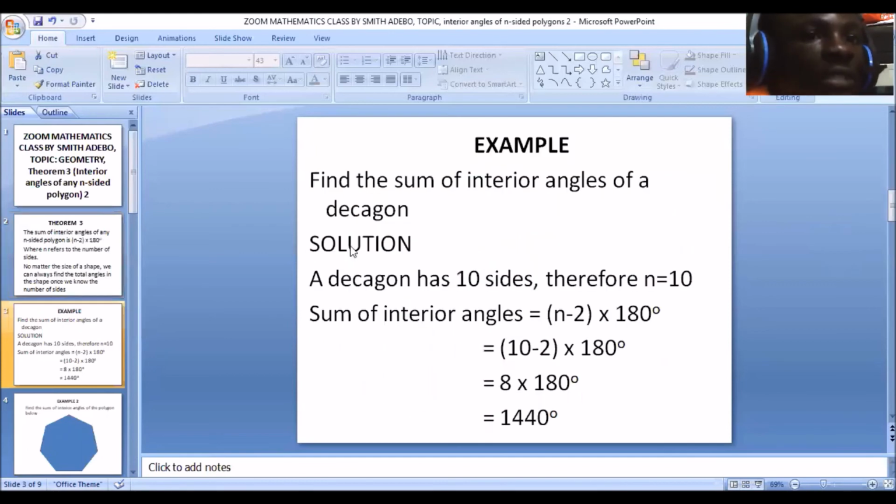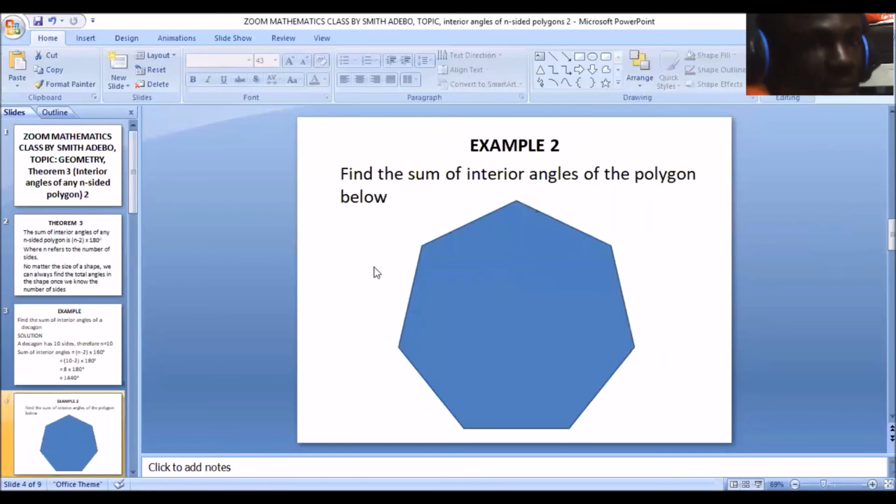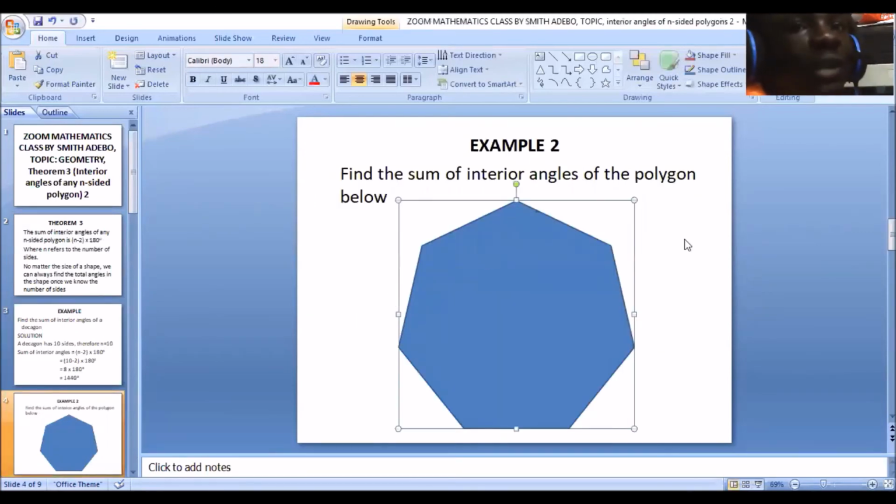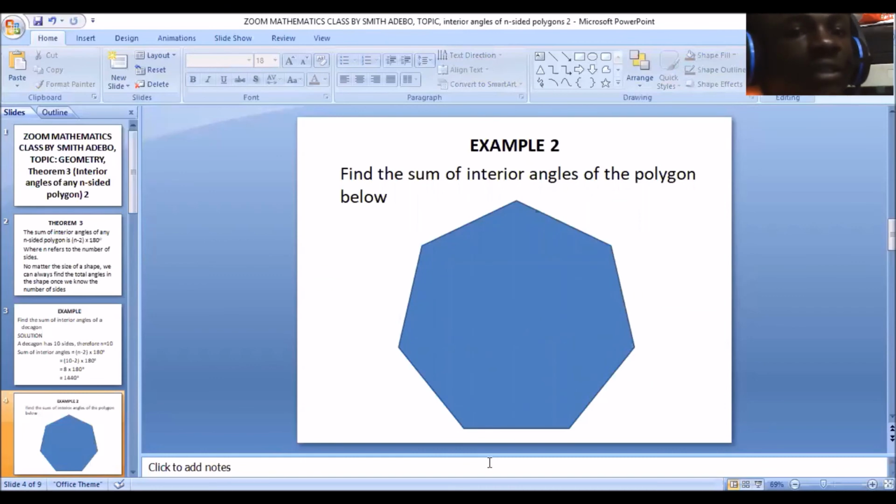Now we solved this to find that of a decagon. We said a decagon has 10 sides. So the sum of interior angles is 10 minus 2, which is 8, times 180 degrees. And that gave us 1440 degrees for a decagon, 10 sides. I told you if you are given a shape, the first thing to do is to count the number of sides. By counting the number of sides, you can know the type of shape it is.